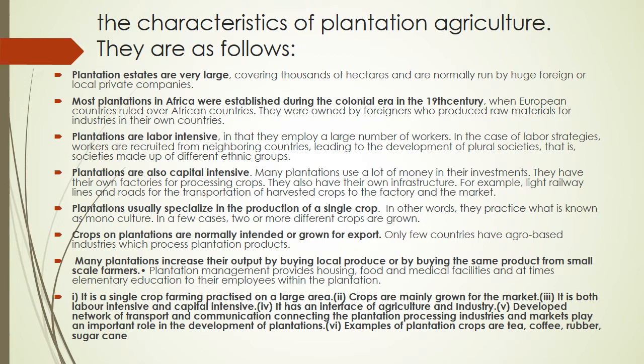So in short, we can say the characteristics of plantation agriculture are: it has a single crop for farming. Crops are mainly grown for the market. It is both labor intensive and capital intensive. It has an interface of agriculture and industry. A developed network of transportation and communication connecting the plantation to industries and markets plays an important role in the development of plantations. Examples of plantation crops are tea, coffee, rubber, and sugarcane.